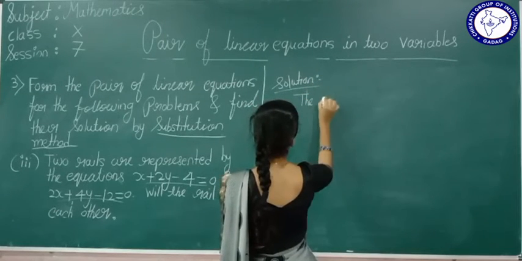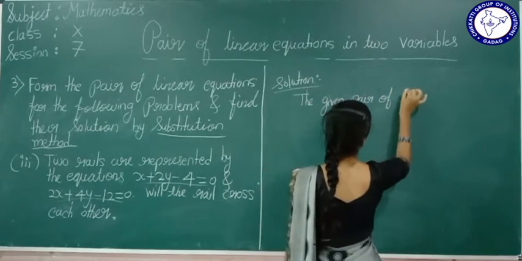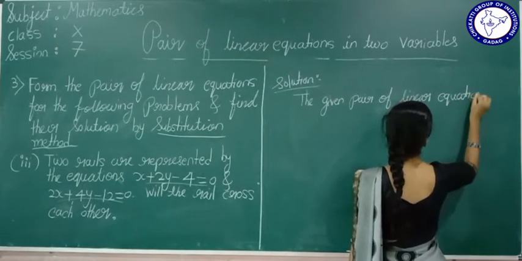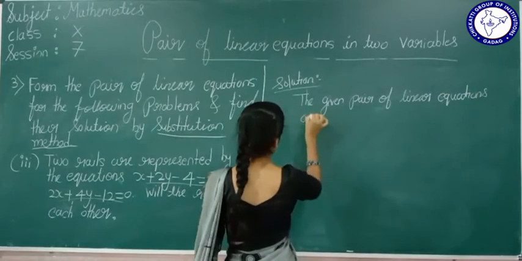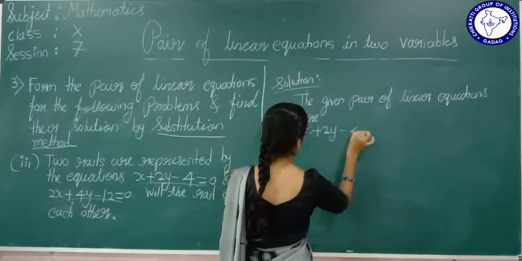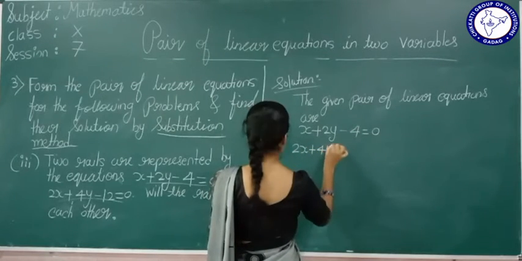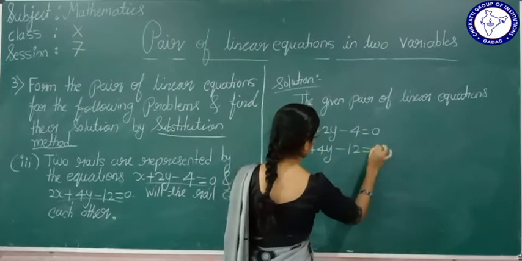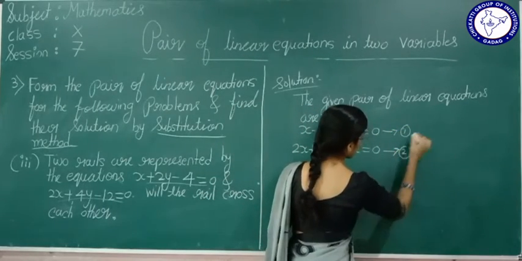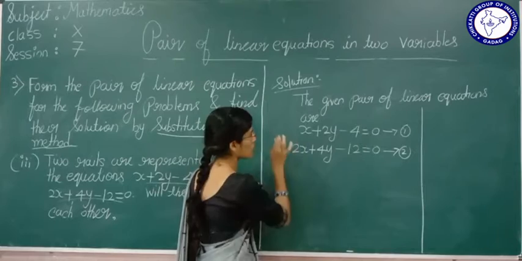The given pair of linear equations are: x plus 2y minus 4 is equal to 0, and 2x plus 4y minus 12 is equal to 0. Call this equation number 1 and this equation number 2. Now see, what is the substitution method?